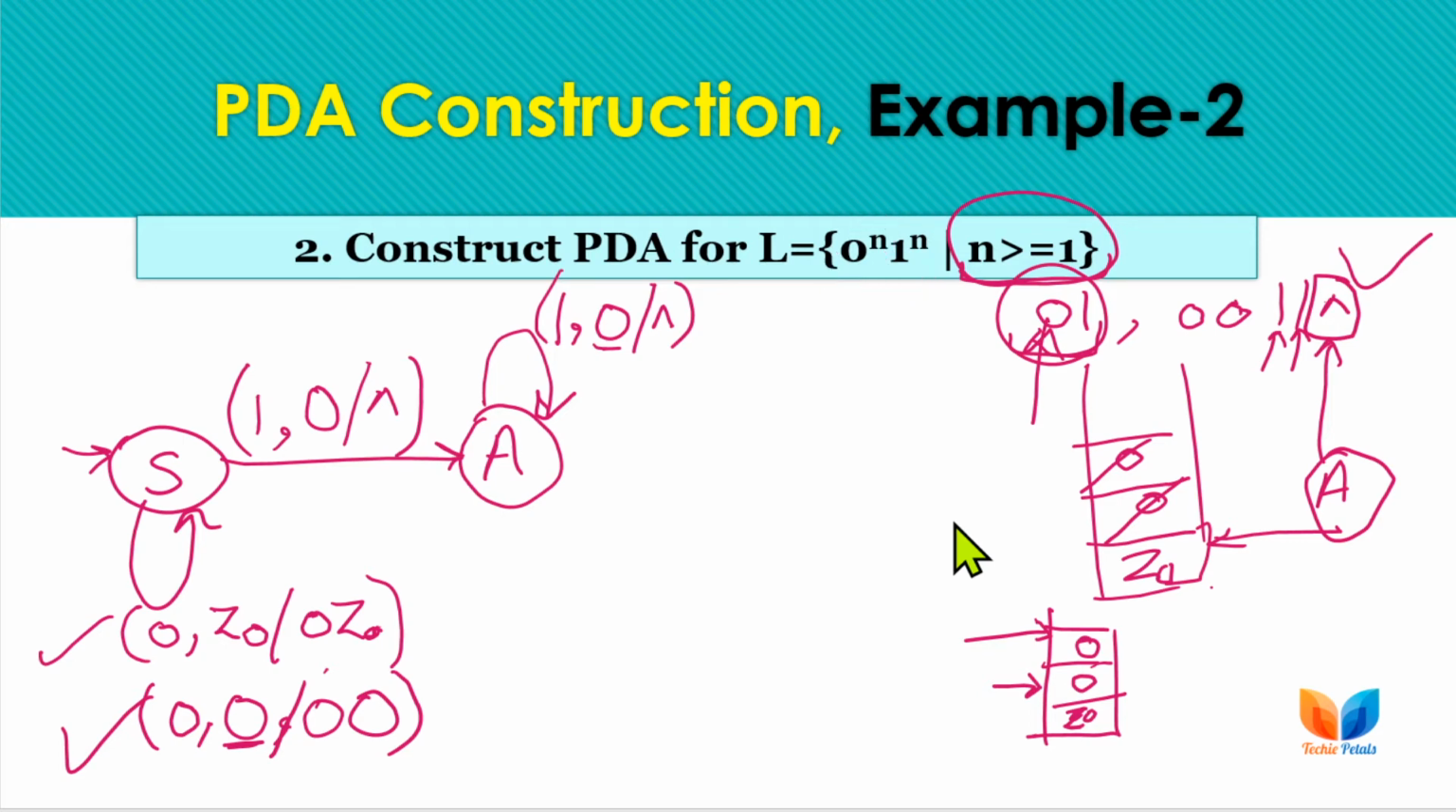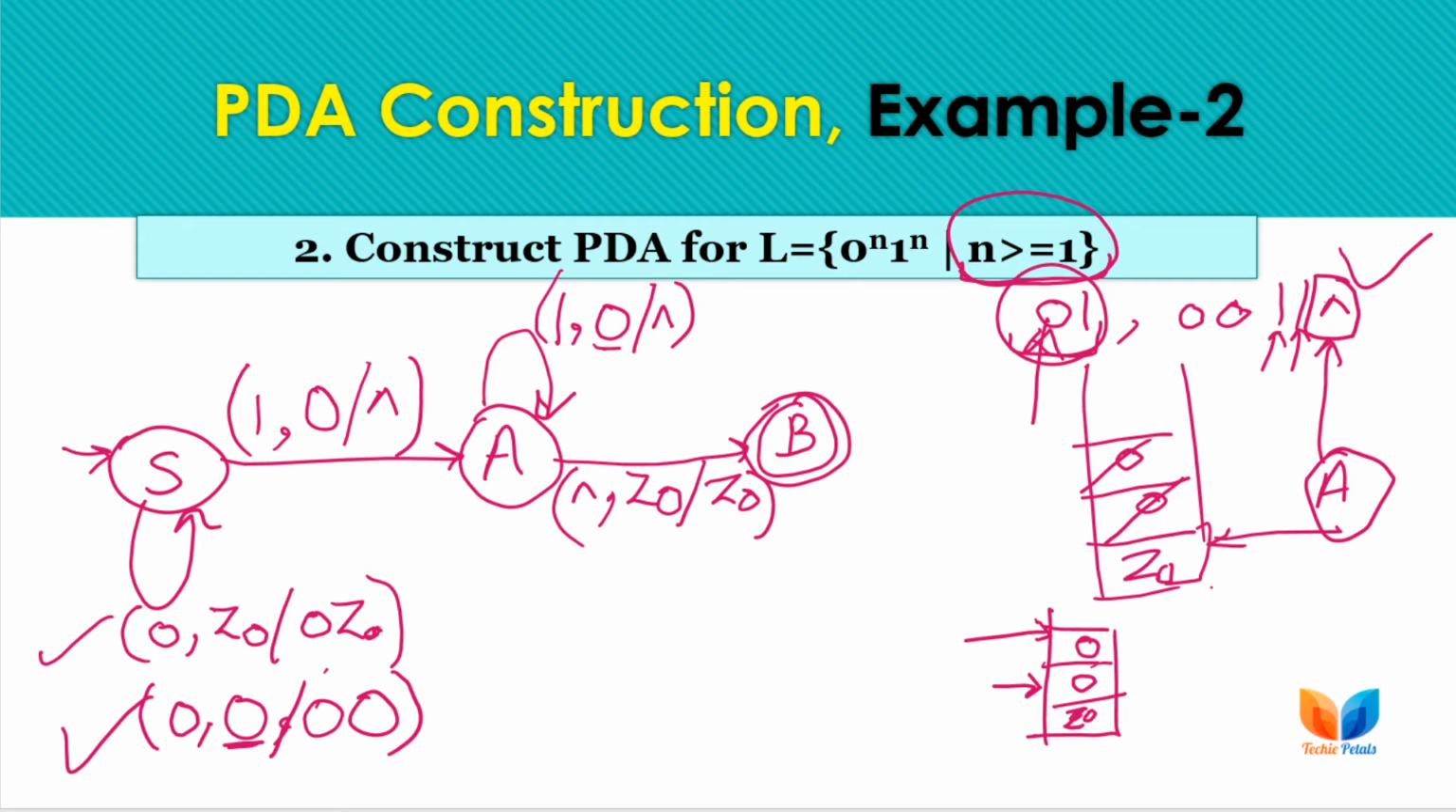Next, once the input is null, meaning from A we are getting null as the input, then we can move. We will have Z0 as the stack top. As we have already discussed, Z0 will be the stack top and we will be replacing Z0 by Z0 if we are showing acceptance by final state.